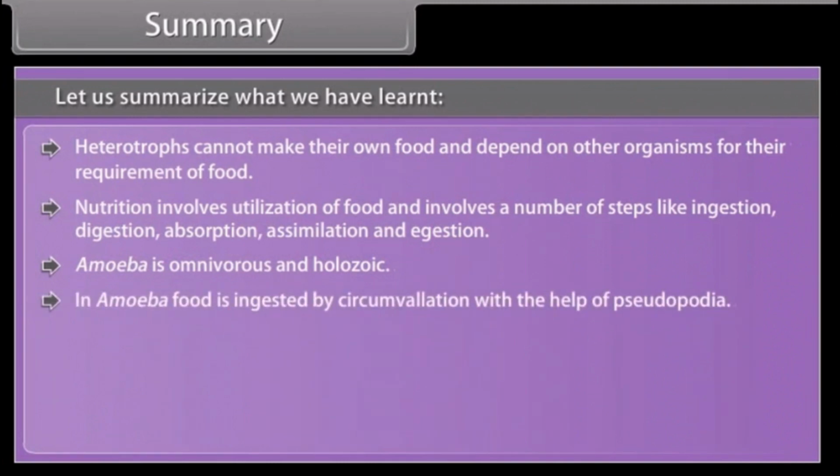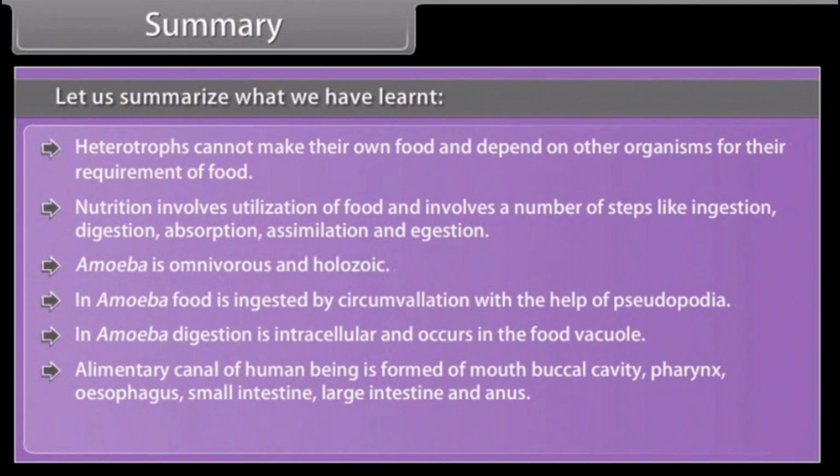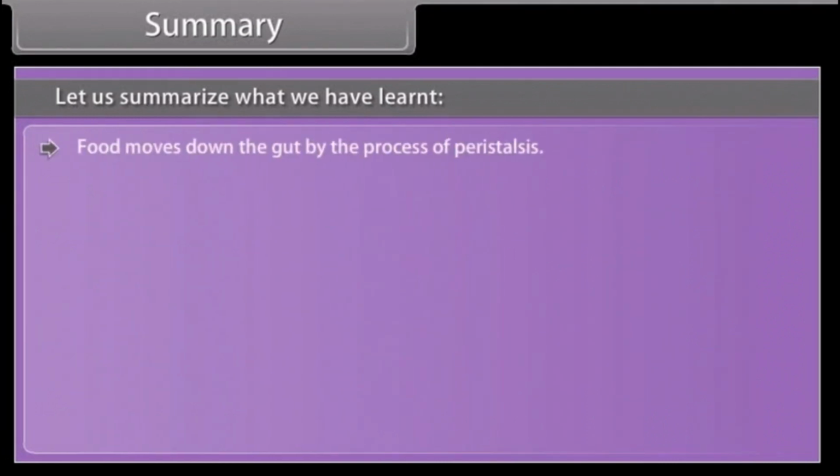In amoeba, food is ingested by circumvallation with the help of pseudopodia. In amoeba, digestion is intracellular and occurs in the food vacuole. Alimentary canal of human being is formed of mouth, buccal cavity, pharynx, esophagus, small intestine, large intestine, and anus. Teeth in man are heterodont. Food moves down the gut by the process of peristalsis.